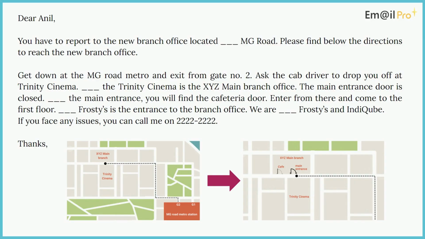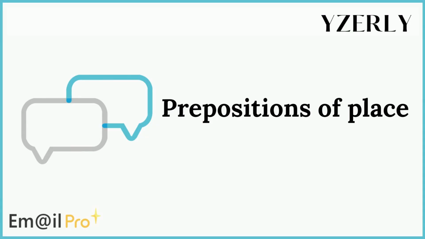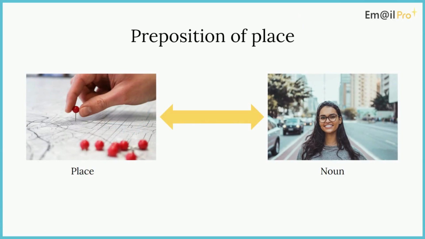Did you notice that if prepositions were missing, the new joinee would not be able to find the location? To avoid these mistakes related to location, in this video, we will learn about prepositions of place. A preposition of place is used to talk about a place where something or someone is. It answers the question, where?